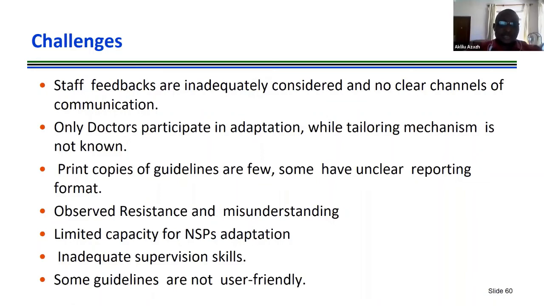Another challenge is inadequate supervision skills. Once the guideline is implemented, there is no special supervision during implementation. Everybody thinks once the guideline is there, just put it in place, with no supervision. So this is another challenge. And of course, some guidelines are not user friendly, so people may find that they can't use them.